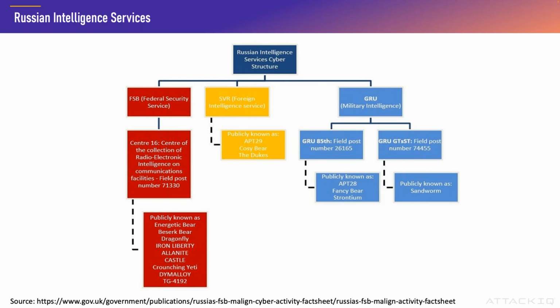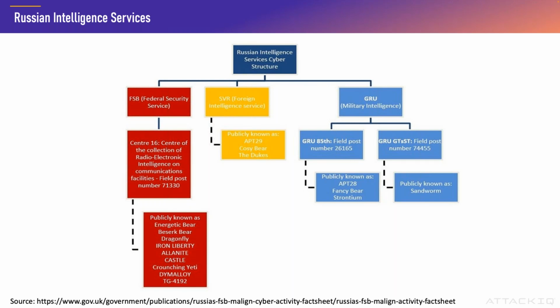Then in yellow here, we have the Foreign Intelligence Service, otherwise known as the SVR. This is Russia's external foreign intelligence agency, which, according to CISA a while ago, primarily targets government networks, think tanks, and policy analysis organizations. Some examples of this shown here are APT29, Cozy Bear, and the Dukes.